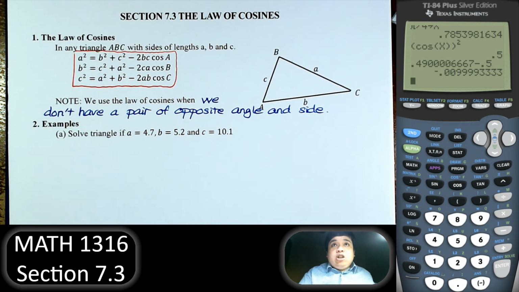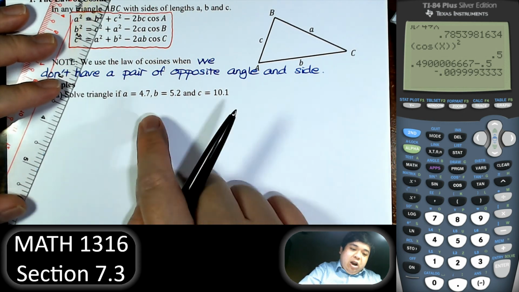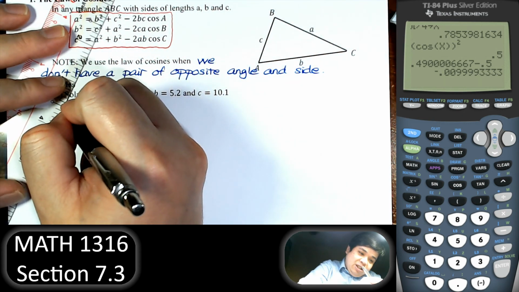So just jump right into an example. We have this triangle knowing all the sides.